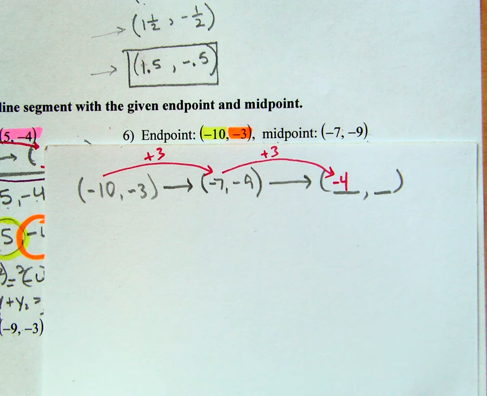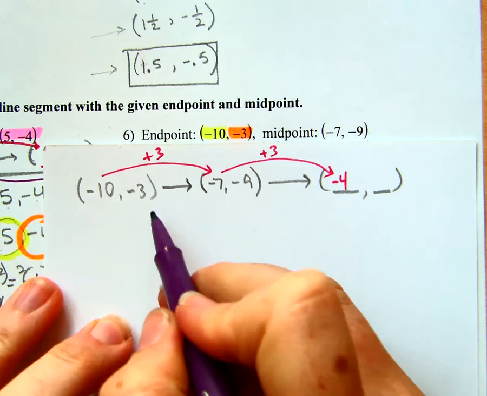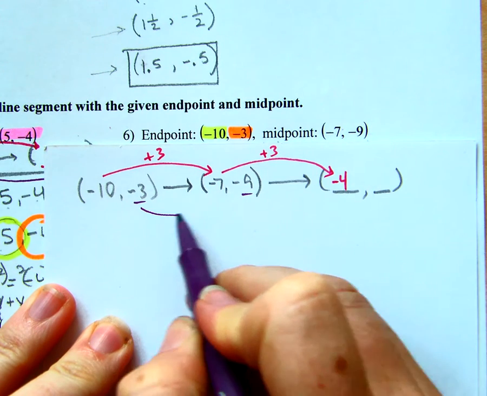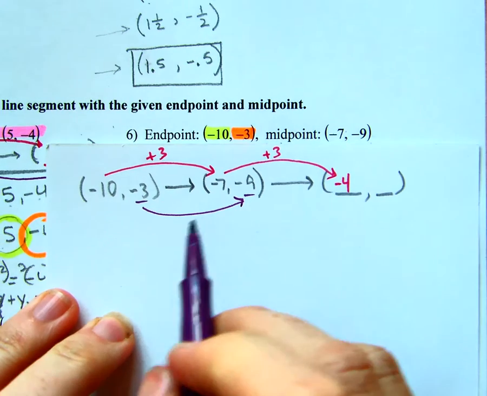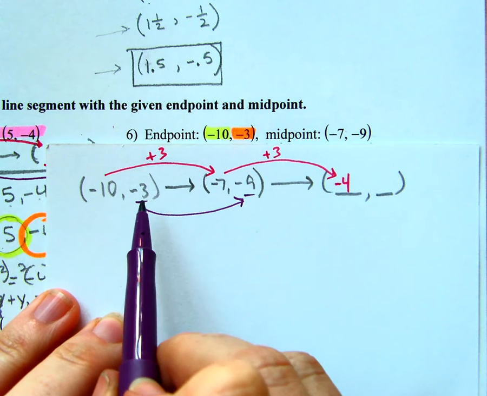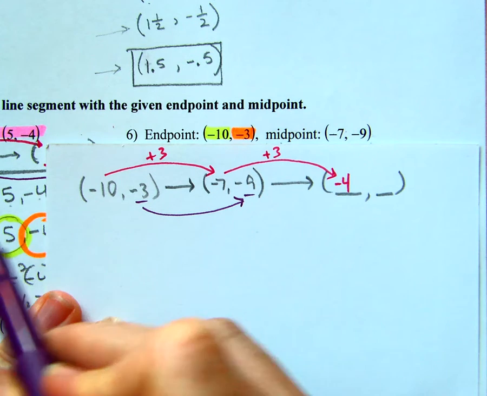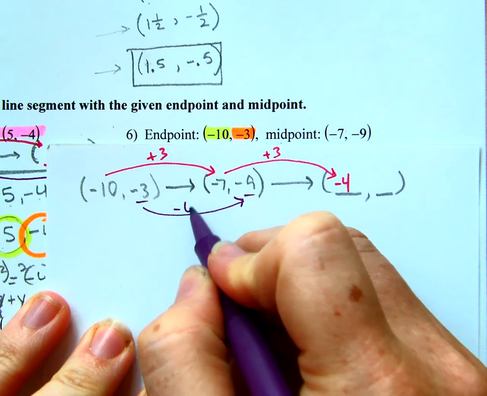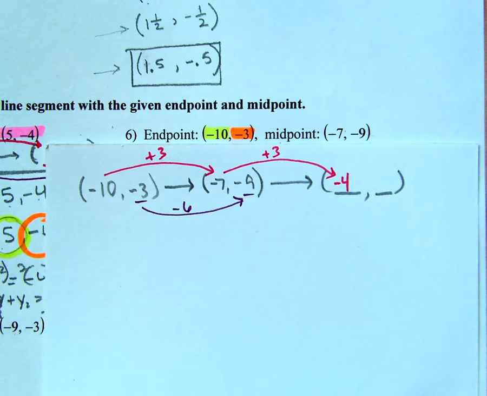I think about my y's now. My y values, that's the second number, remember? I go from negative 3 to negative 9. So I think about on a number line, if I'm at negative 3 and I go down to negative 9, that means I'm actually decreasing by 6 on my y's.